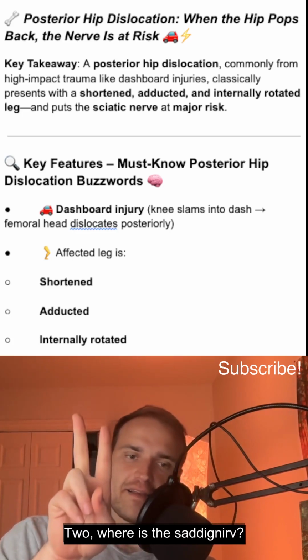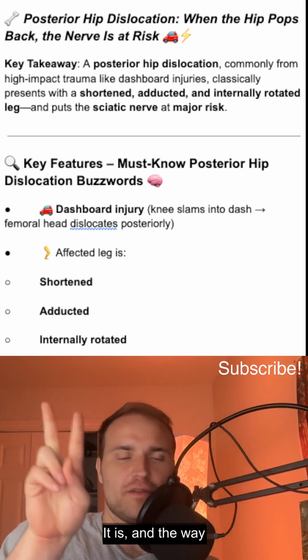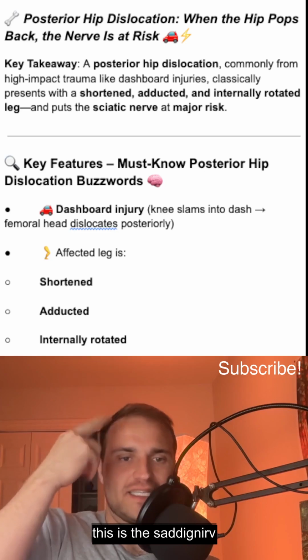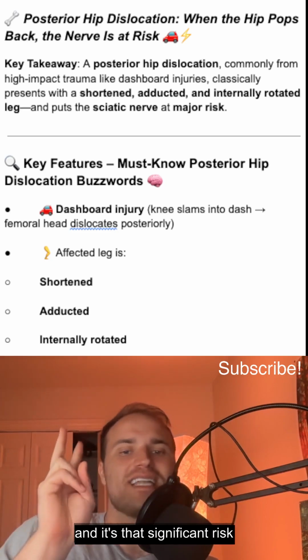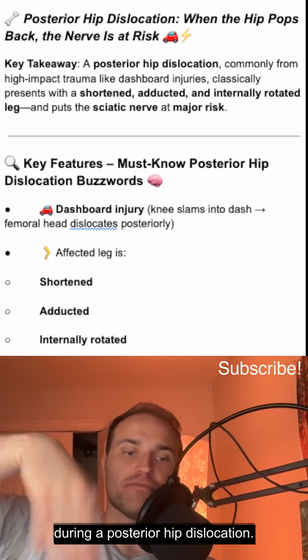2, where's the sciatic nerve? You have to know where it is. The way to remember this is, the sciatic nerve runs posterior to the hip joint and is at significant risk of injury during a posterior hip dislocation. That's pretty much all you need to know.